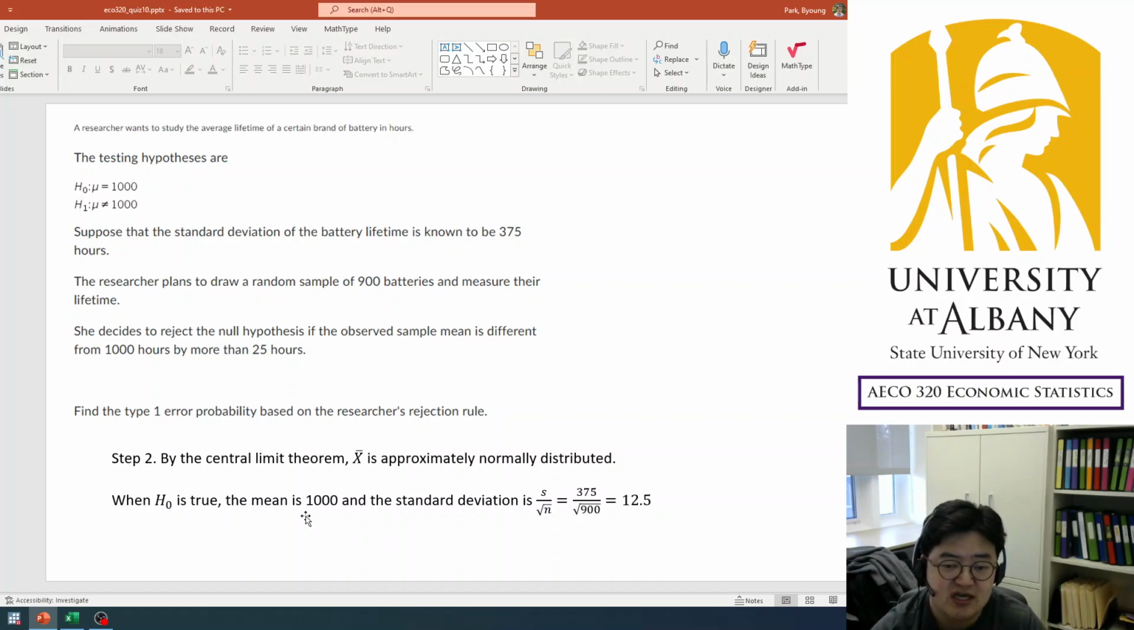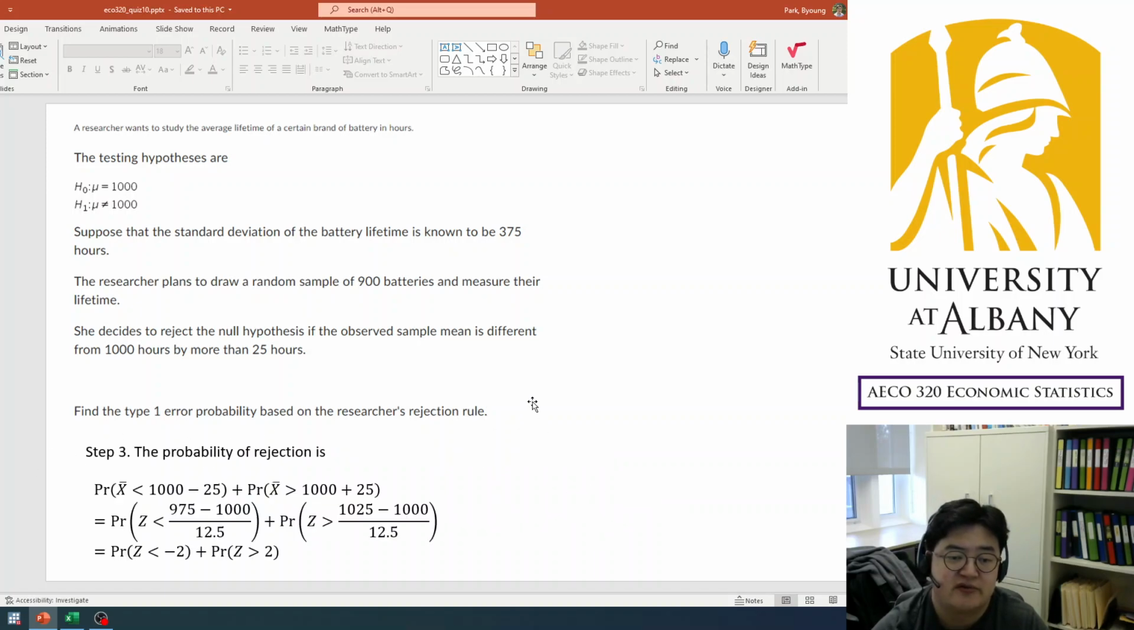So we are going to use these two numbers for standardization. So let's go to the final step. We are going to calculate the probability of rejection. Remember, we are going to reject if X bar is outside 1000 plus minus 25. That means reject if X bar is smaller than 1000 minus 25 or greater than 1000 plus 25. We need to consider both sides because it is a two-tailed test.